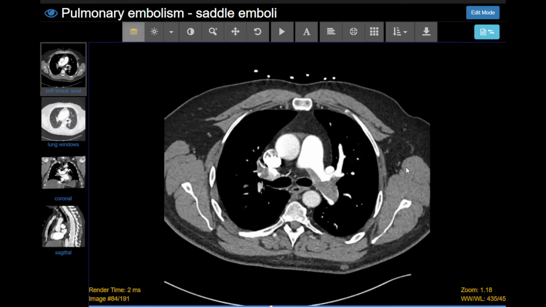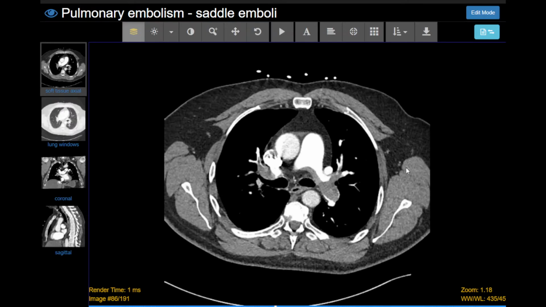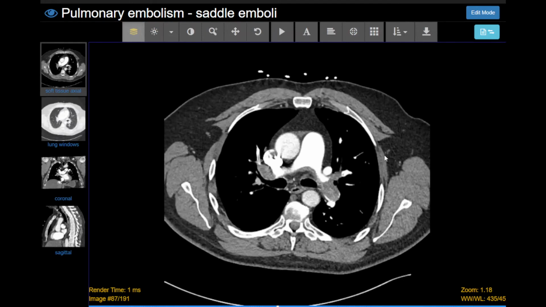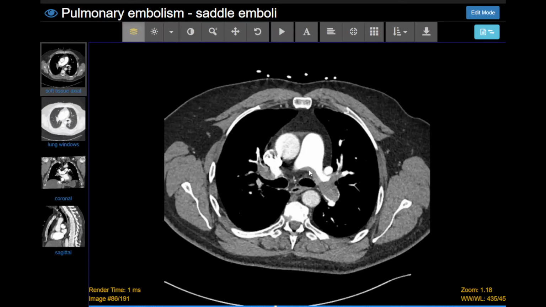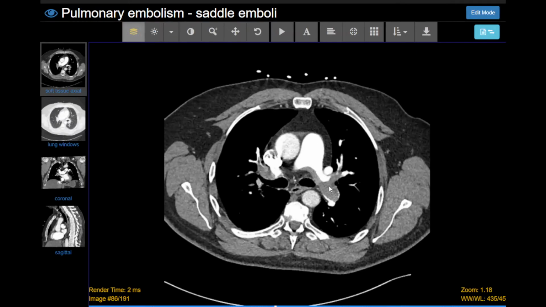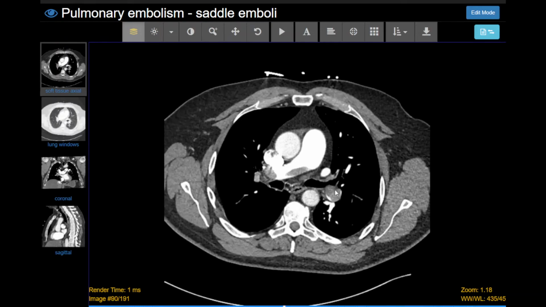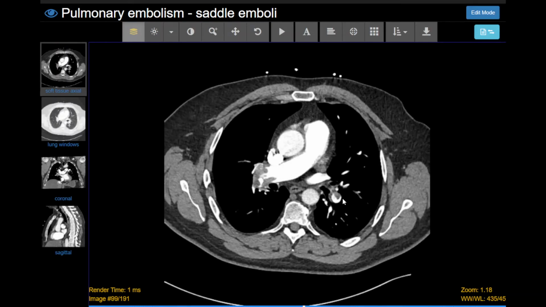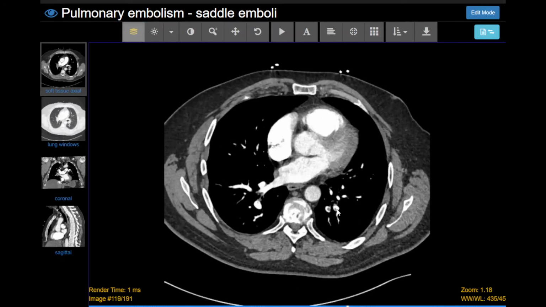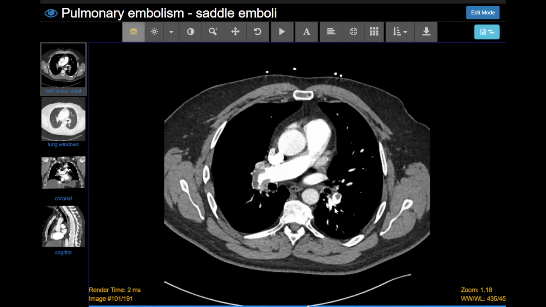And what I'm looking for is a filling defect, so an area where the pulmonary arteries are not opacified because there's a clot occupying that space. And right away, when we follow the main pulmonary artery to its branch point, we see there's this filling defect draped over the bifurcation and extending into both main stem pulmonary arteries. Here's the left. You can see it's even extending more distally into the lobar and segmental branches.